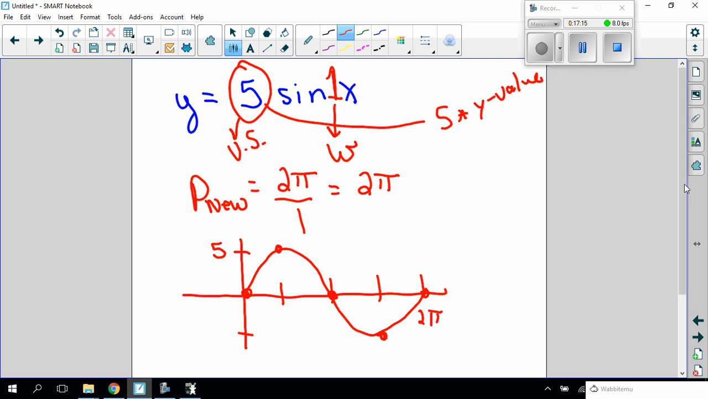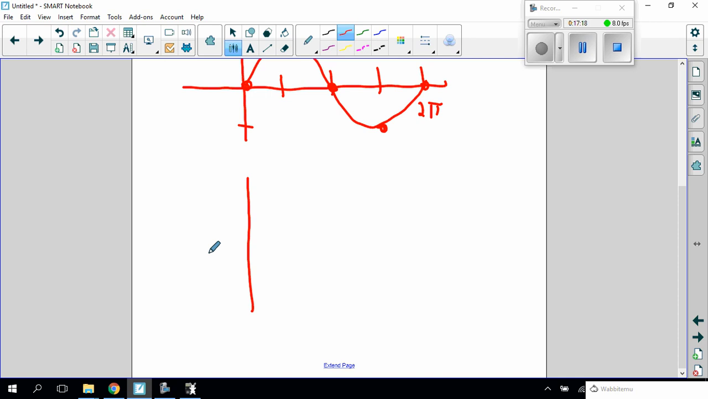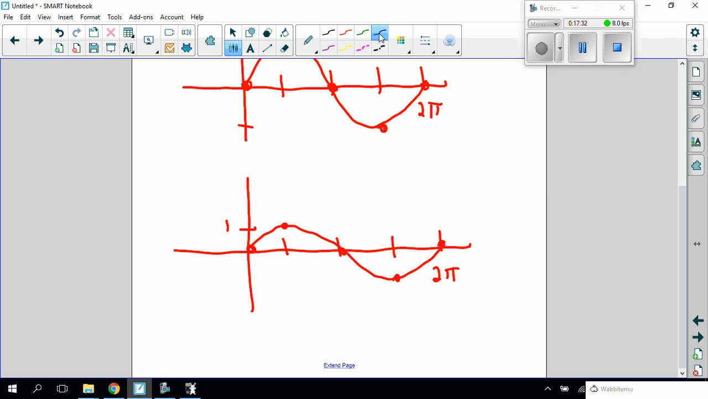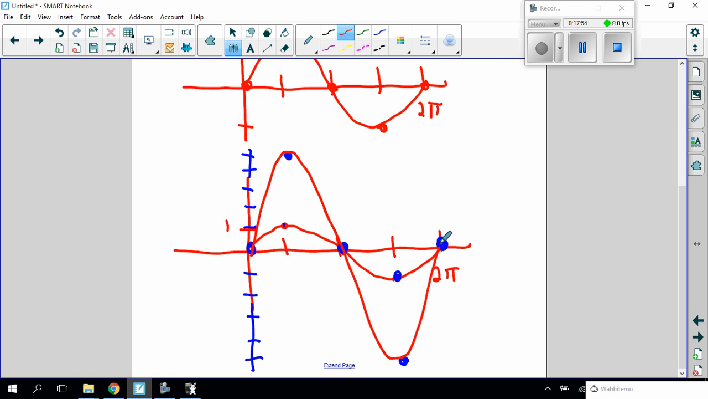So if you were to take the sine graph, 1, 2, 3, 4, 2 pi, 1 high. In algebra, they would say multiply the y coordinate by 5. So this is 1 times 5 is 5. This y value is -1 times 5 is -5. And 0 times 5 is 0, and 0 times 5 is 0, and 0 times 5 is 0, and we get the graph.